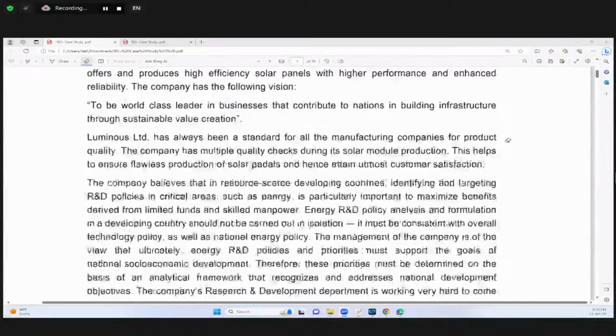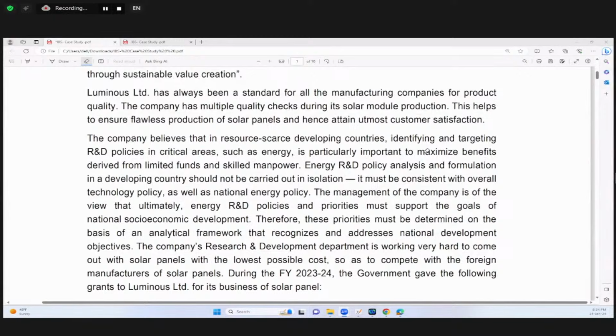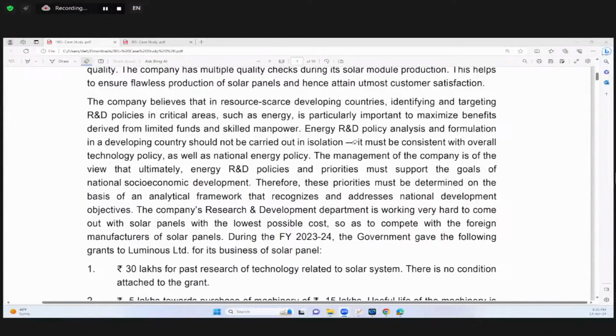The company believes that in resource scarce developing countries, identifying and targeting R&D policies, see, the company is not behind in research and development either. The company is doing research and development work in critical areas such as energy, which is particularly important to maximize benefits derived from limited funds and skilled manpower. Energy R&D policy analysis and formulation in a developing country should not be carried out in isolation. It must be consistent with overall technology policy as well as national energy policy. So management of the company is of the view that ultimately energy R&D policies and priorities must support the goals of the national socio-economic development.